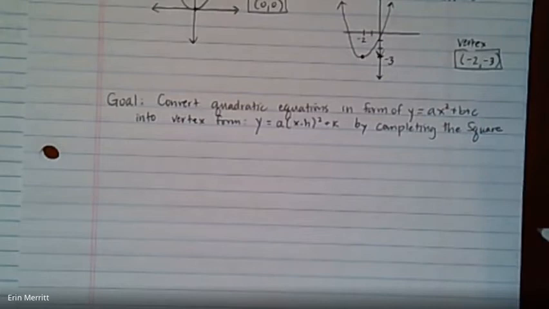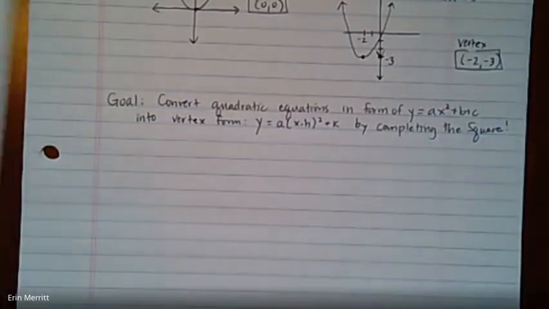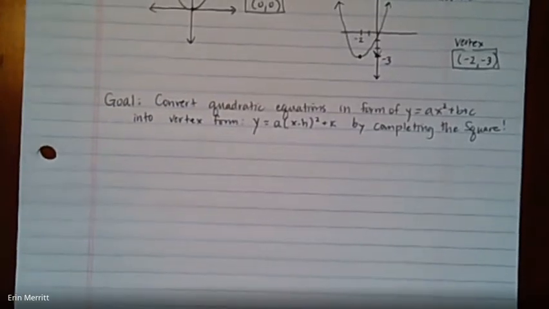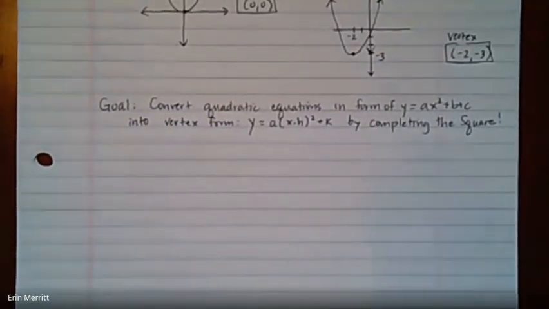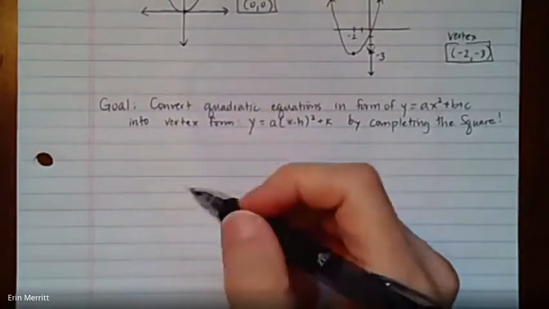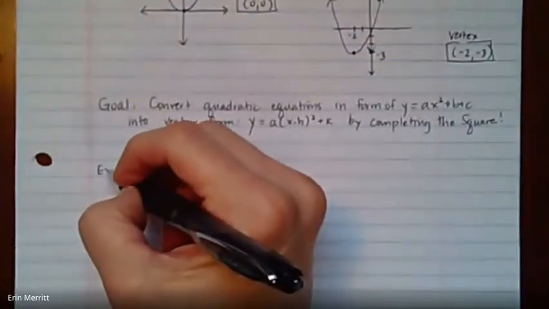Make sure I'm not off the page there. I'm not. All right, cool. So that means I need to remind you, how do we complete the square? What does that even mean? All right. So let's give ourselves an example to work with. That always seems to make things easier.